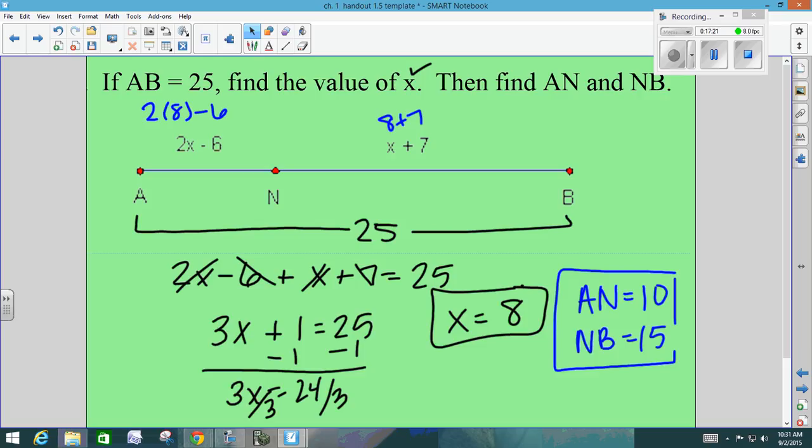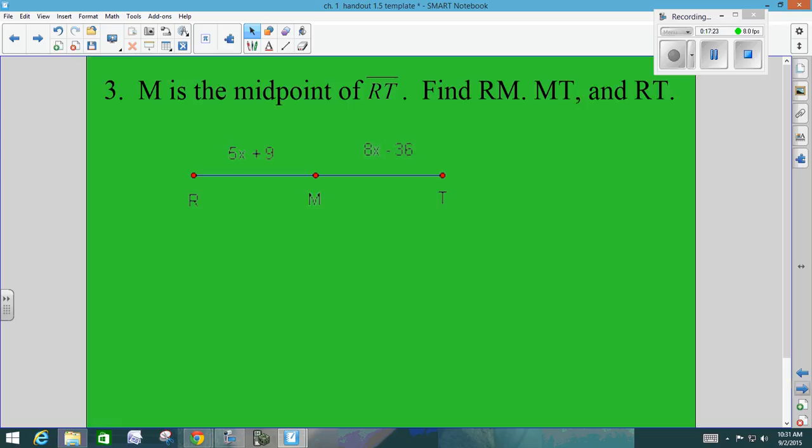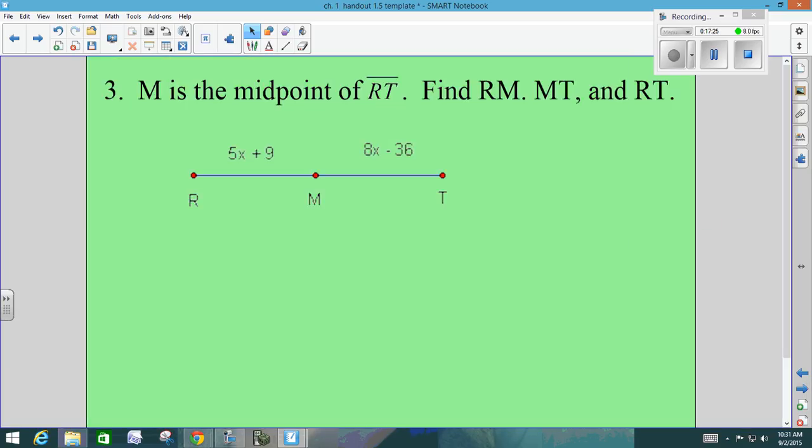All right. Number 2. M is the midpoint of segment RT. We have to find RM, MT, and RT. Brady, what's it mean to be a midpoint? It's in the middle. Good. It's right in the middle of the segment. So, Brady, what would we know about this side and this side? Good. Mark that. Mark them congruent with those little hash marks, tick marks through it. That means the left side, RM, is equal to the right side, MT.